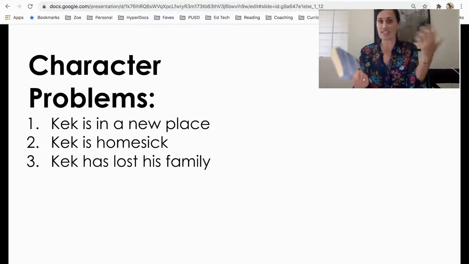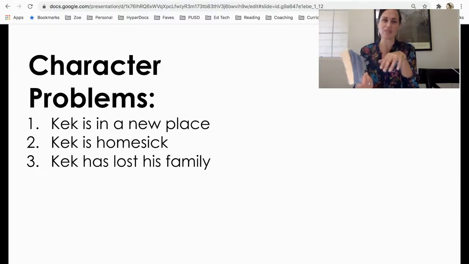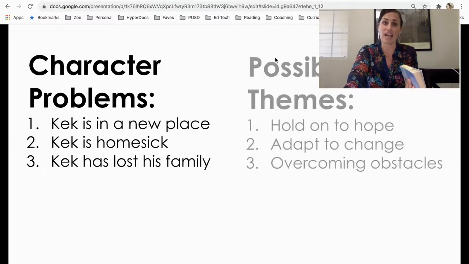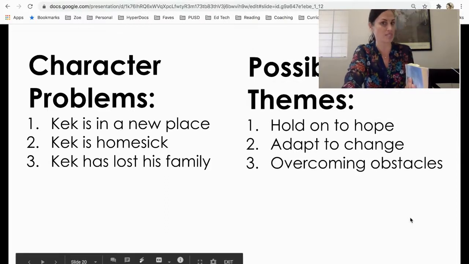Some of these are just events that have happened to him, and the middle one there, how he's feeling homesick, that's like an internal problem. So as you're collecting character problems, you might be thinking externally or internally. Now I want to think, how does he handle that situation? And how can that help me identify some possible themes?